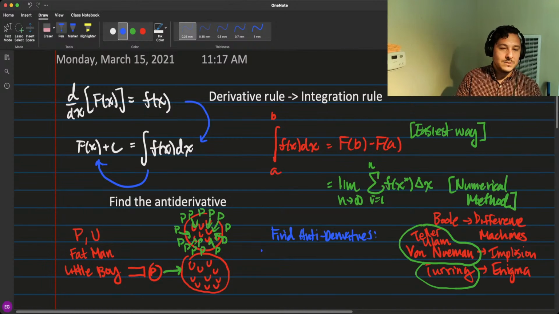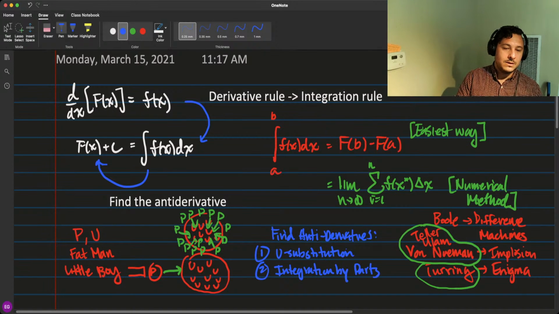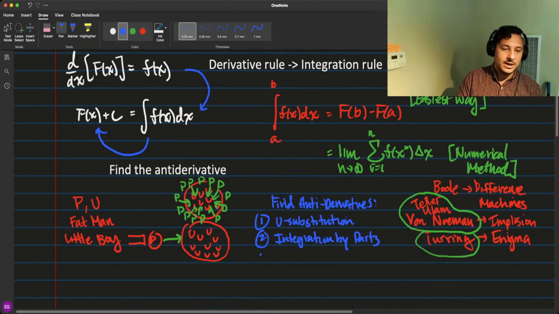Okay, so some of the methods we've learned so far are things like u substitution, integration by parts, what else have we got? Trig integrals. And then finally, trig substitution, which we did last time.